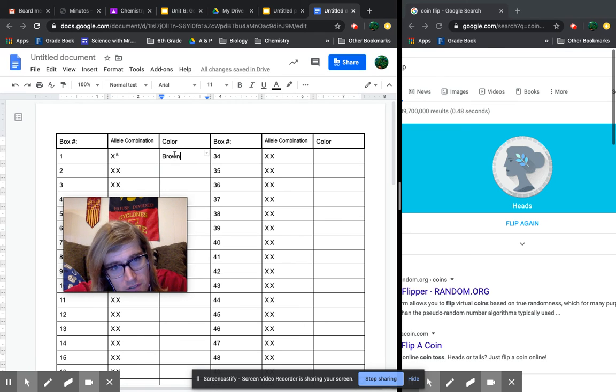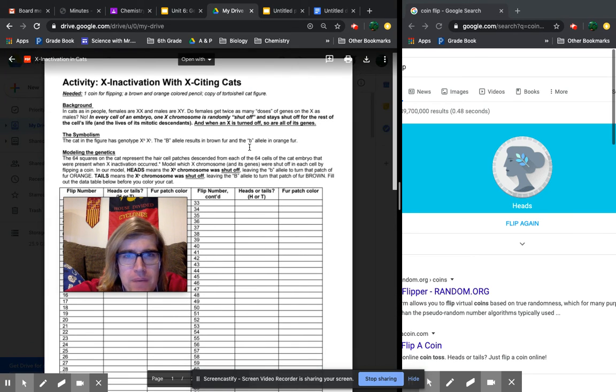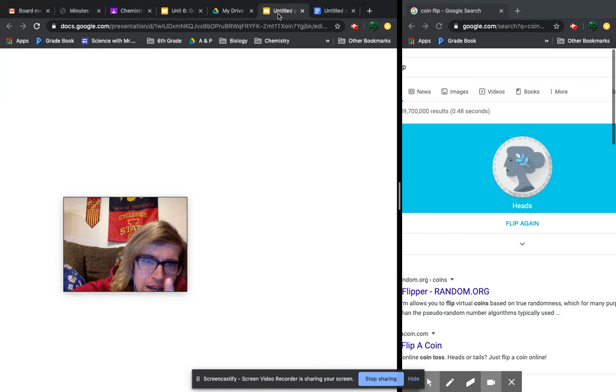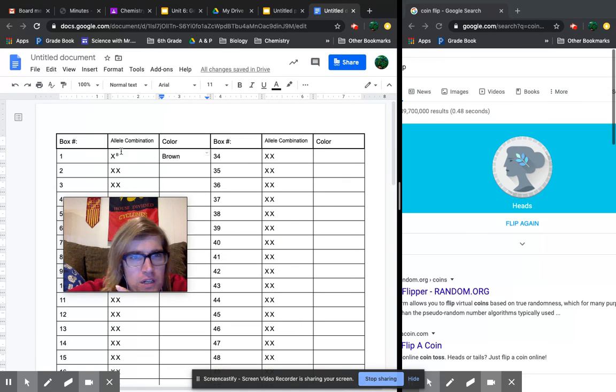So then what you're going to do is after you flip your coin to decide which one gets... Wait, am I doing this backwards? Okay, so if you flip heads, it means that the big B was shut off. I did that backwards. So the big B was shut off, therefore it is X little b. So they're not brown, it's orange.